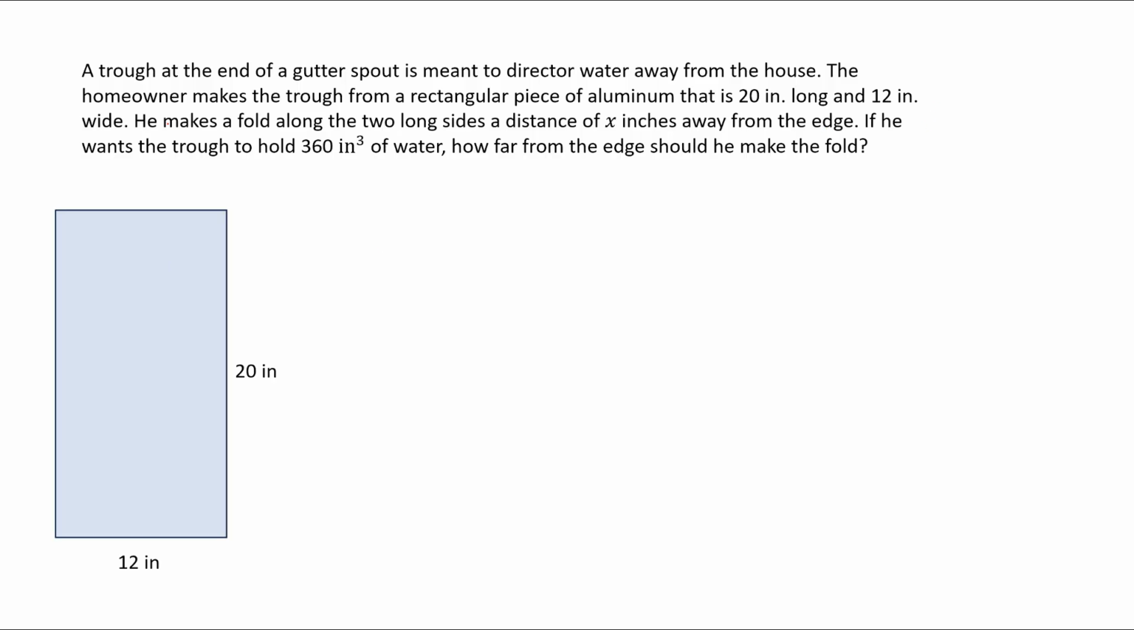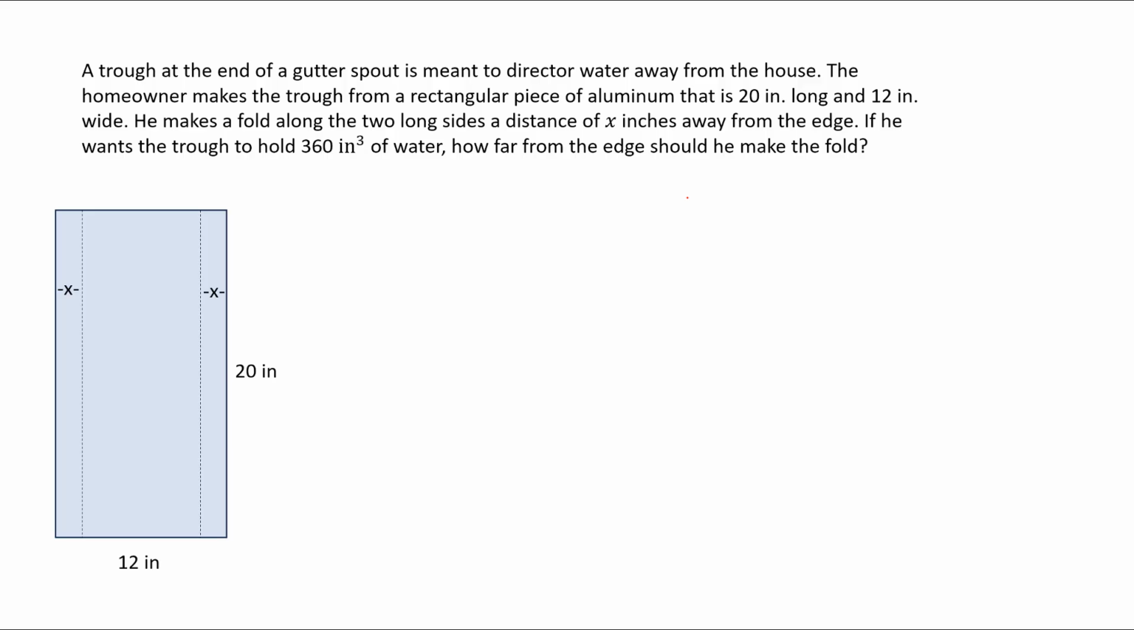and 12 inches wide. He makes a fold along the two long sides, a distance of x inches away from the edge. If he wants the trough to hold 360 cubic inches of water, how far from the edge should he make the fold? So what's going on here is that he's going to fold up the edges of the trough, each side the exact same amount, and that will be x.